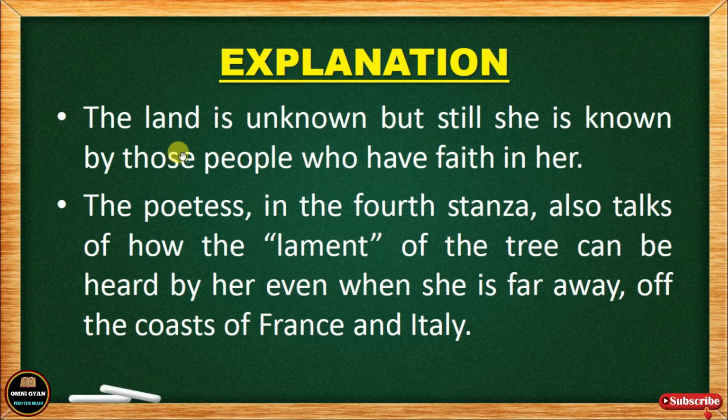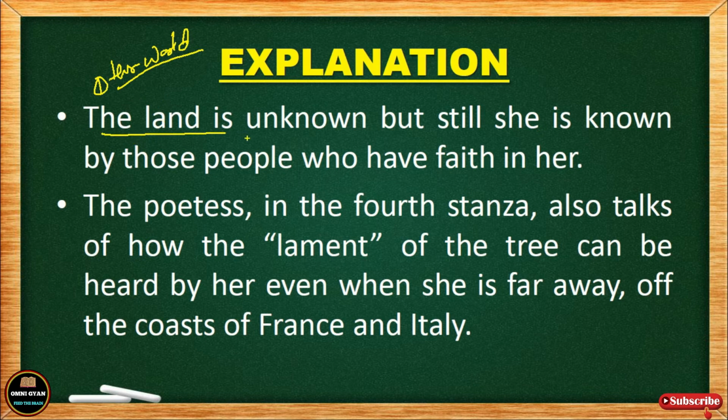And the explanation of this is, now this land is unknown but still she is known by those people who have faith in her. Okay, ye land jo hai, this land is actually the Netherland. Netherland matlab not the country Netherland. Okay, other world, you can say that this country is another world where dead people go, right? Where dead people go.